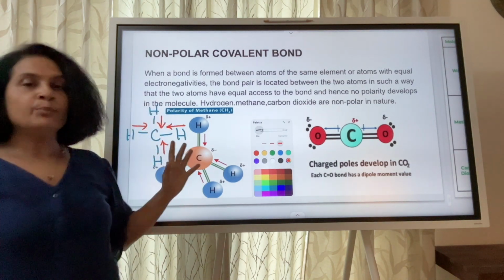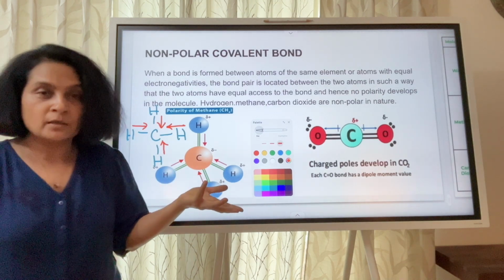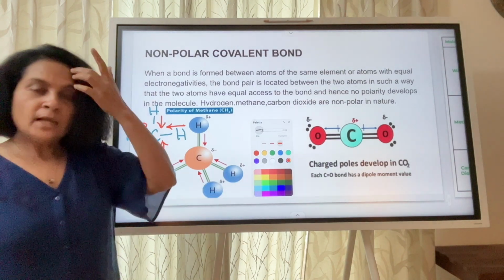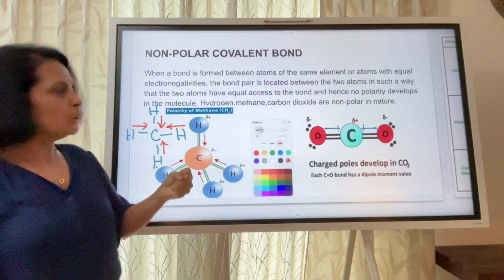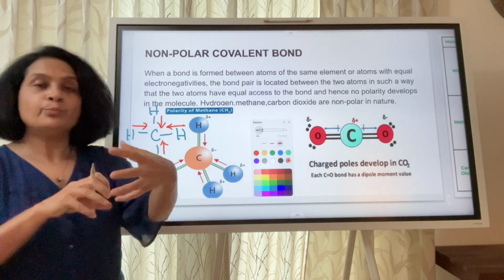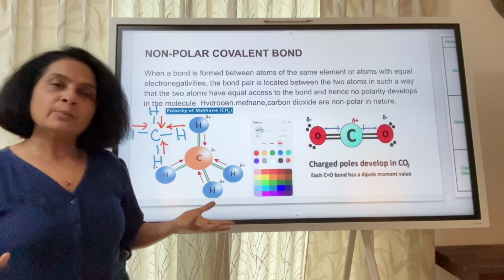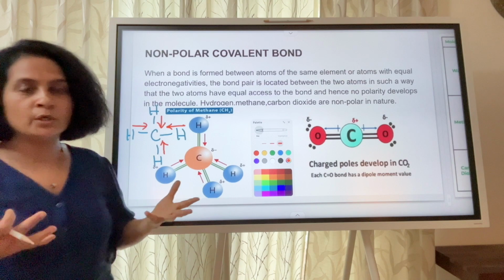So if the net dipole moment within the molecule is becoming 0, well, there is no polarity, right? So the polarity was only because of the fact that the net force happened in one particular direction. Well, here because it is being pulled on from all four sides with equal amount of force, the net dipole moment is 0. So methane is a non-polar covalent compound.